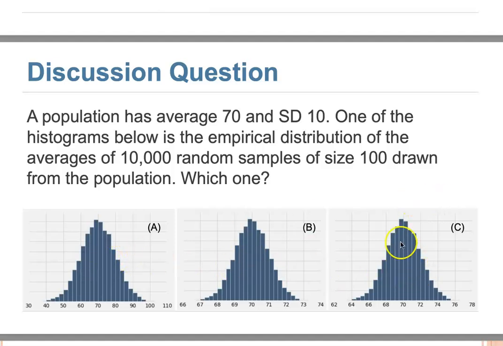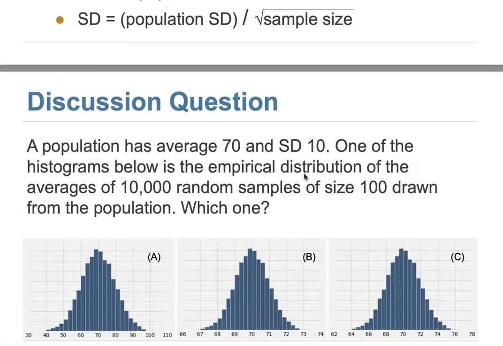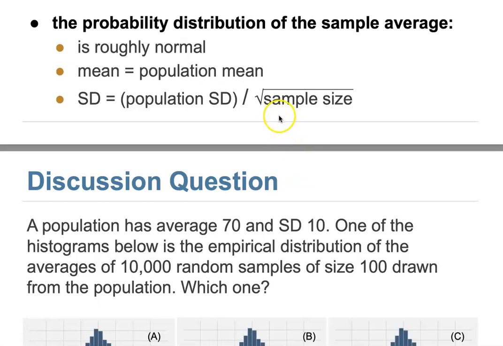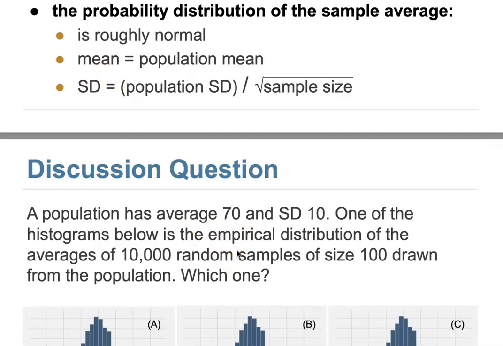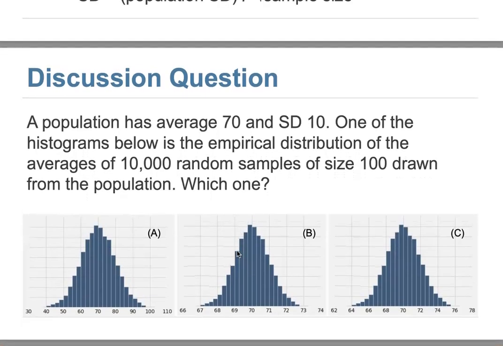Since the sample size is 100, that's the most important thing we know here. The standard deviation of this sample average will be the population standard deviation, 10, divided by the square root of 100. So the new standard deviation for the random sample averages should be 1. So we need to find which histogram has a standard deviation that looks like 1.